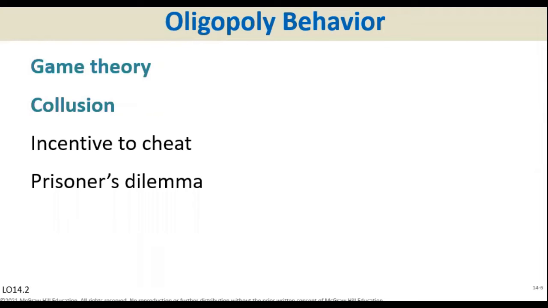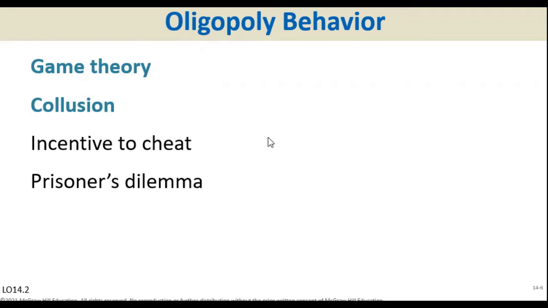So, oligopoly behavior. We review the concept of game theory and collusion. So what is game theory? Game theory is a study of how people behave in a strategic situation. And the prisoner's dilemma is a classical example of mutual interdependence and game theory. And what is a prisoner's dilemma, which I explained also in the previous lecture.